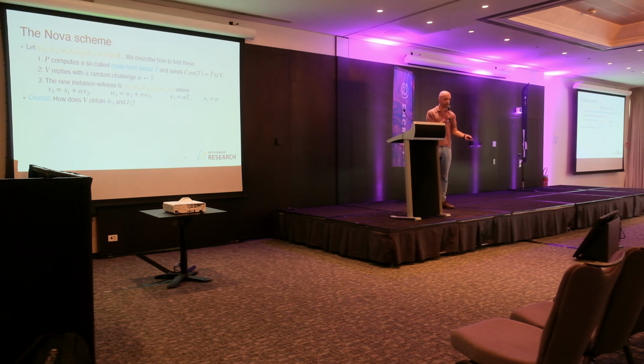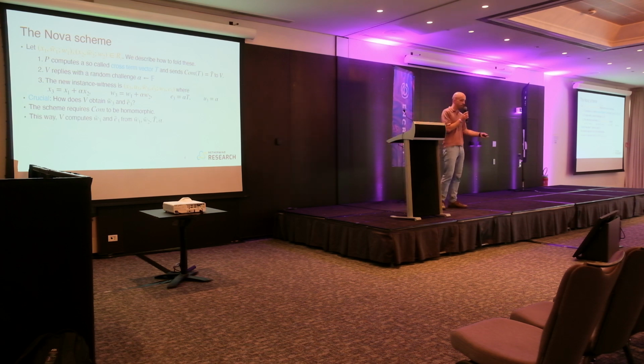So the verifier needs to obtain the commitment to the witness, right? Because it's a committed relation. So how does the verifier obtain the commitment to the witness? I didn't say that in this outline. Well, it's quite simple. We require the commitment scheme to be homomorphic, which means that the commitment to the sum of two vectors is the sum of the two commitments.